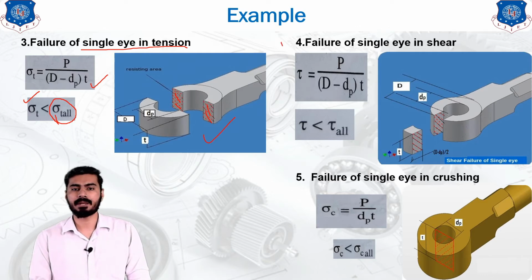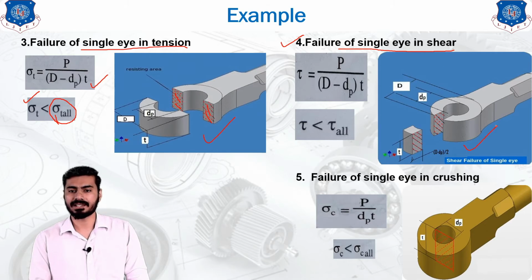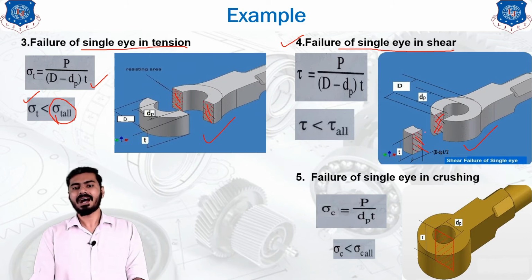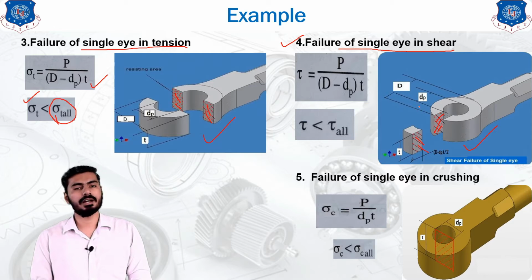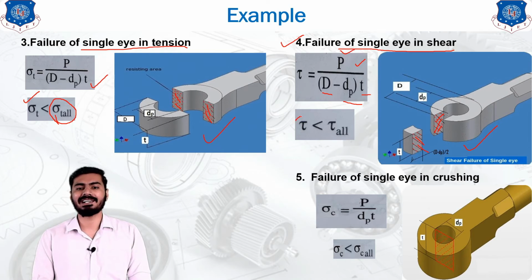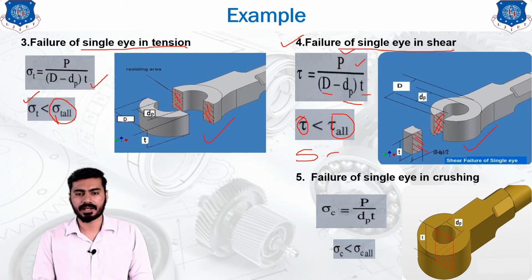Next is step number 4, that is the failure of the single eye in shear. The failure of the single eye in shear will look like this, and that's why this red zone will be the area which is going to fail due to the external force, and that's why the shear failure should be considered using this equation. Whenever you consider this equation, you know the value of D and dP using the empirical relation. We have the value of T, we have the value of P, then you can directly compare the value of shear stress with the allowable shear stress, and if it is less than the allowable shear stress, then you can say that your design is safe against shear.